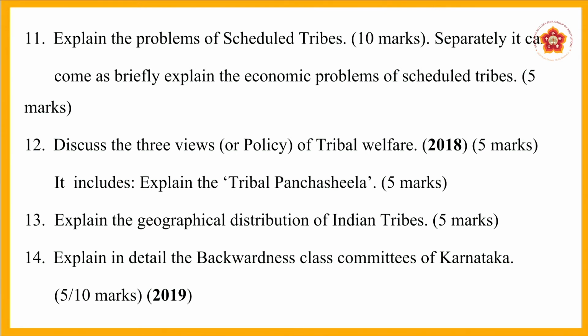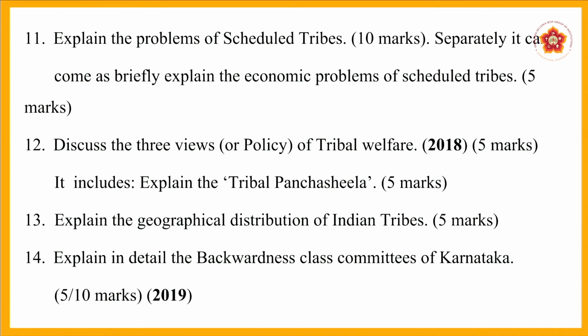Explain the geographical distribution of Indian tribes. In geographical distribution we are talking about how we have divided the tribes into 3 zones. So what are those 3 zones? North and northeast zone. There are different tribes in north and northeast zone. Please remember the names of those tribes. Then you have central zone tribes and then southern zone tribes. So you have to remember the names and give the names of these 3 zones.